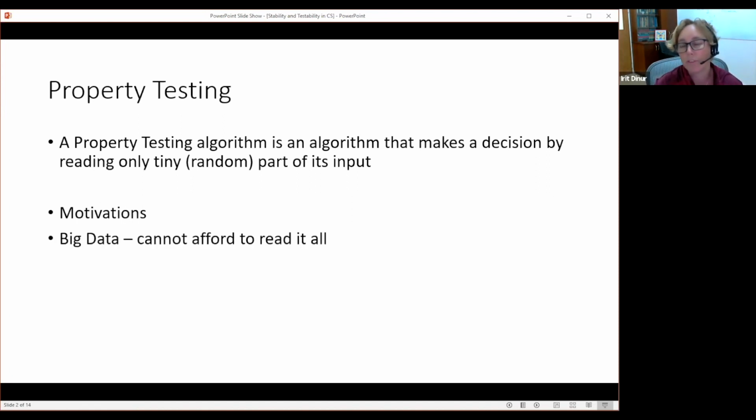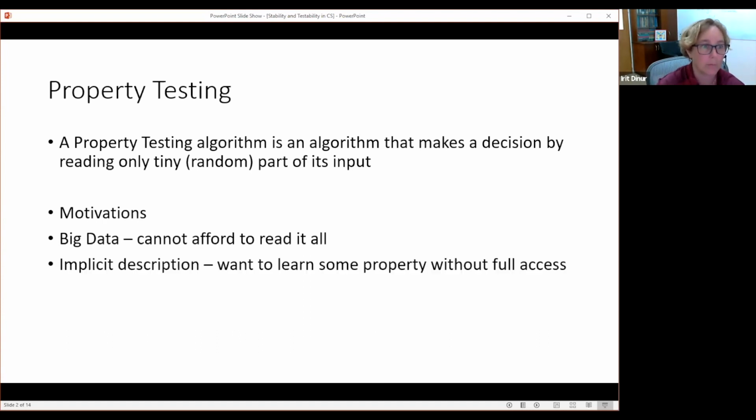Sometimes the input is just huge. You cannot afford to read the entire input, whatever it is. If it's the internet, or if it's just looking at the world and trying to deduce things about the world, you're going to do it based on your local little picture. And we want to understand from a theoretical point of view in what situations you're allowed to make global deductions based on a local point of view.